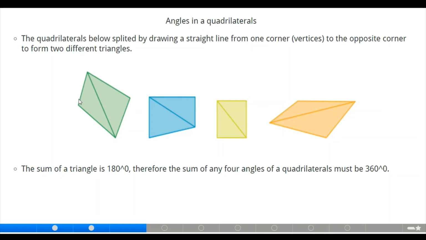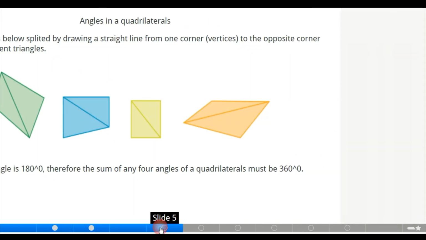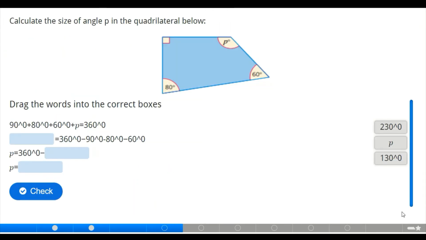Having this, we can now say that the sum of the angles of each triangle is 180 degrees. So when you add all four angles of the quadrilateral together, the sum must be 360 degrees. The angles of a triangle make up 180 degrees, while the angles of a quadrilateral make up 360 degrees. Now let's calculate what we have here.